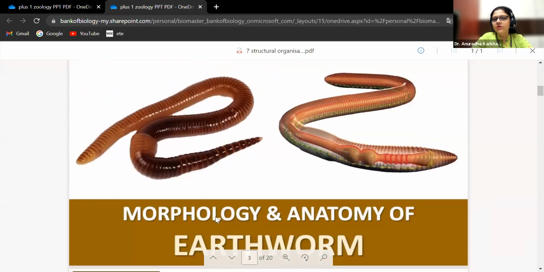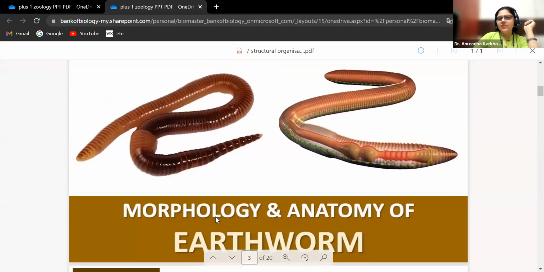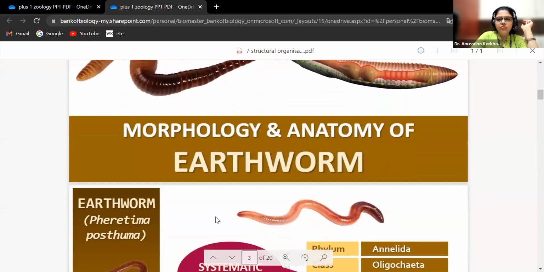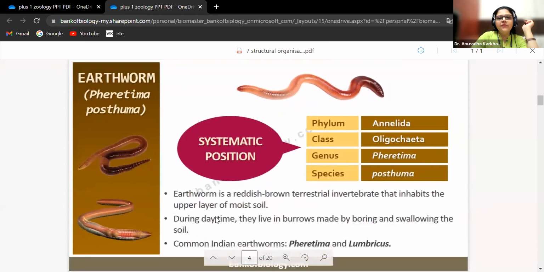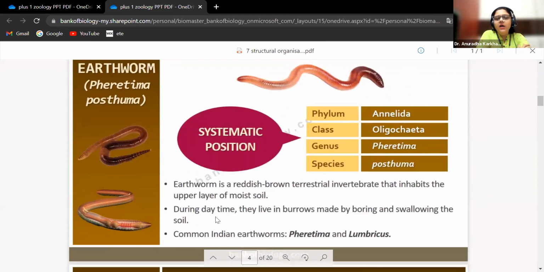So we will talk about the earthworm. As far as earthworm is concerned, you know how it is placed in the animal kingdom. The scientific name of earthworm is Pheretima. Just remember Pheretima, it's more than enough. Phylum is Annelida. Class is Oligochaeta. Genus is Pheretima. Species could be any. They have given the word Prostomia. Any species is okay.